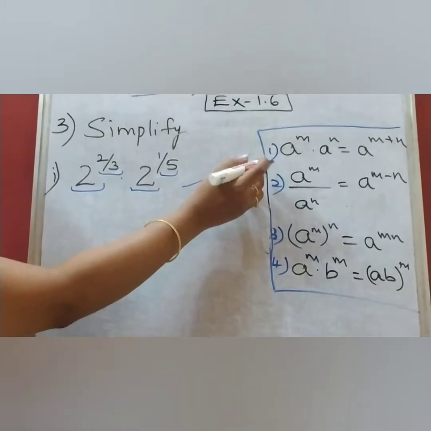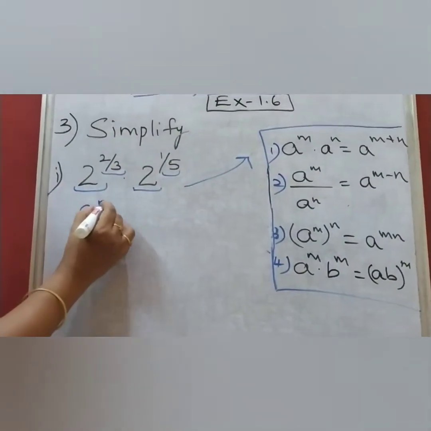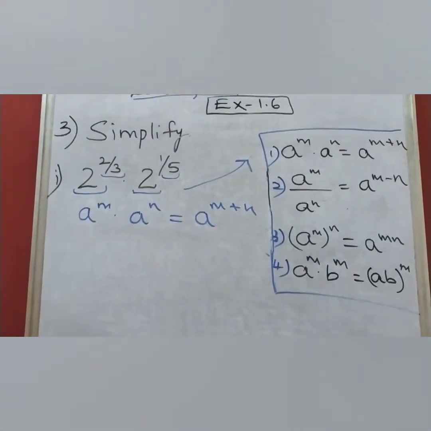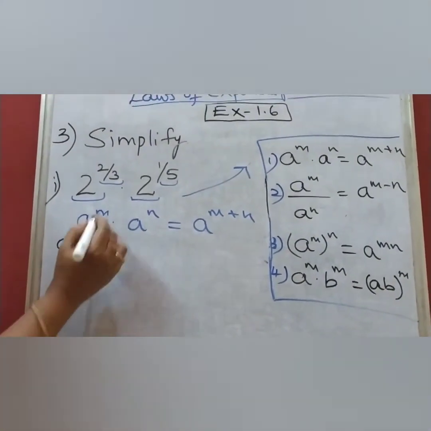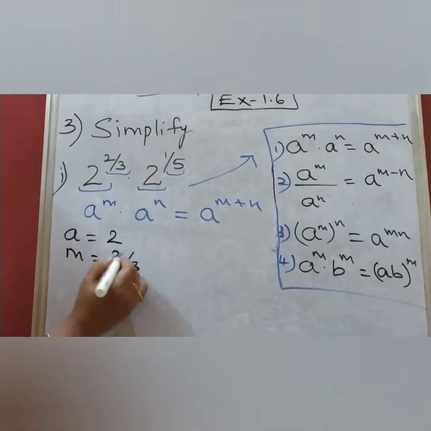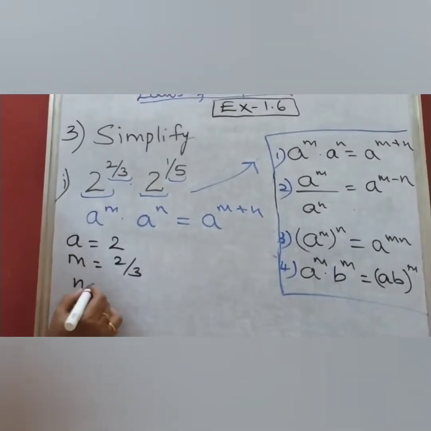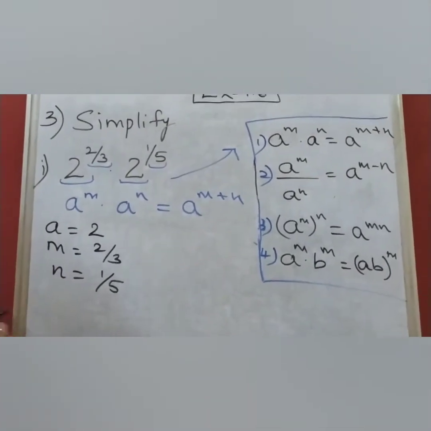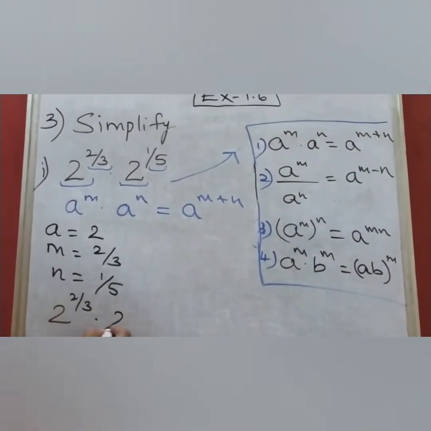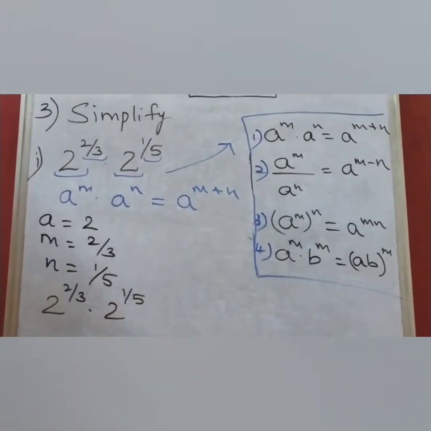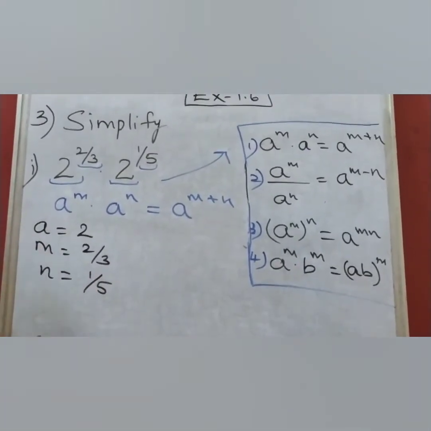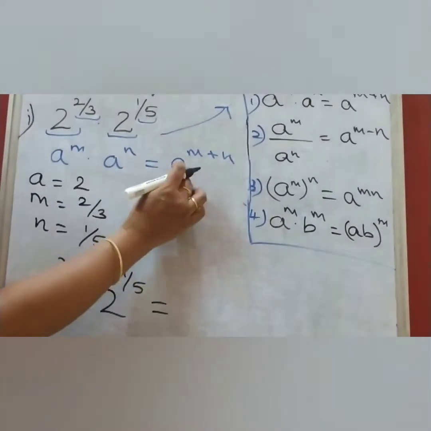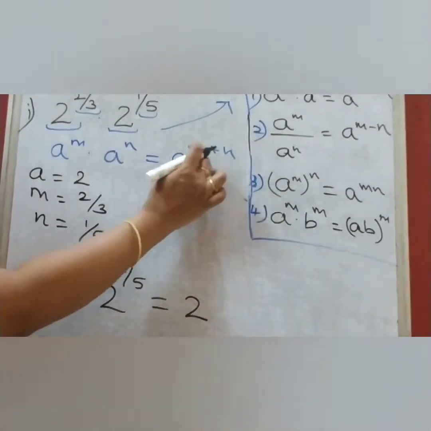Yes, the first formula matches this, which is a power m into a power n is equal to a power m plus n. So what is a here? Here a will be 2, m is 2 by 3, this is m, n is 1 by 5. So if I use this, what do I get? 2 power 2 by 3 into 2 power 1 by 5. I'll write a little more clearly. 2 power 2 by 3 into 2 power 1 by 5 will be equal to 2 power m plus n.